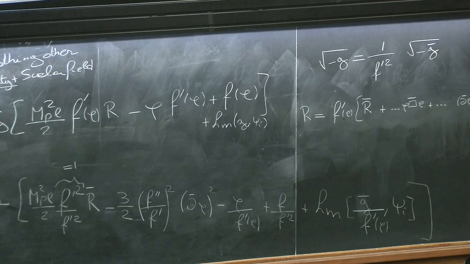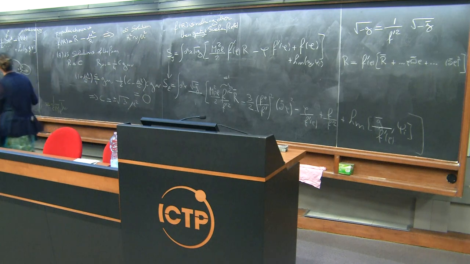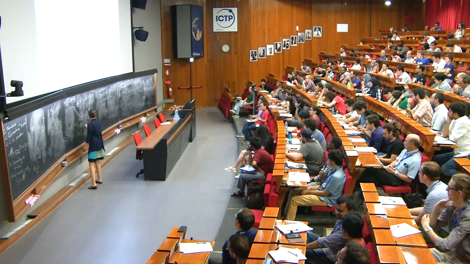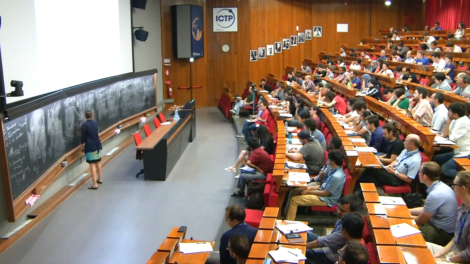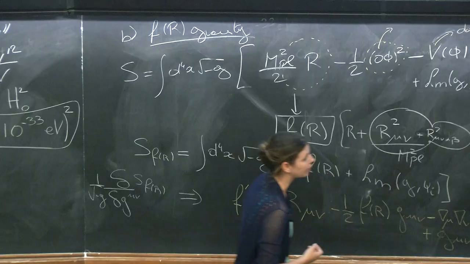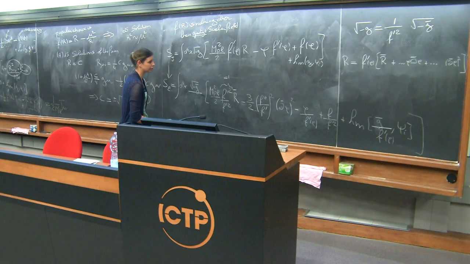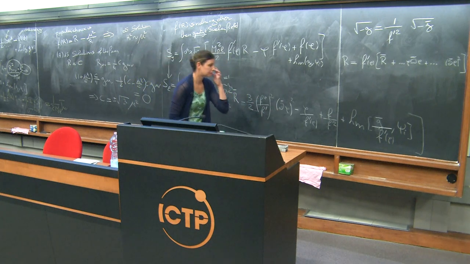Once again, I emphasize that all of that derivation relies on having this function. You want a real modification of gravity, so you want the second derivative not to be zero, and of course you want the first derivative not to be zero as well. It can be a constant. If it is a constant, then you are back to GR again. You didn't need to go through any of these things.